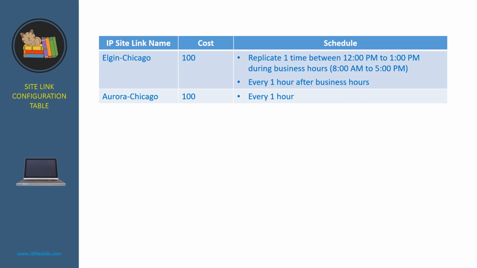Let's create site links using the information in this table. First, we will disable the default feature, bridge all site links. Then we will rename the default first site link to Elgin-Chicago and keep the default cost of 100 and configure it to replicate one time between 12 p.m. to 1 p.m. during business hours and every 1 hour after business hours. After that, we will create the Aurora-Chicago site link with the default cost of 100 and configure it to replicate every 1 hour.